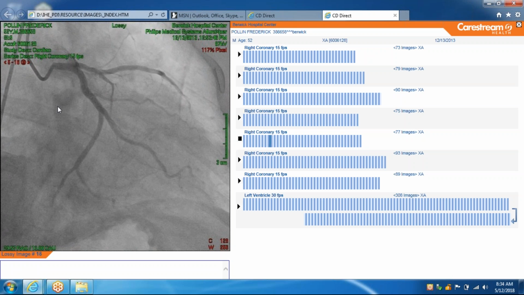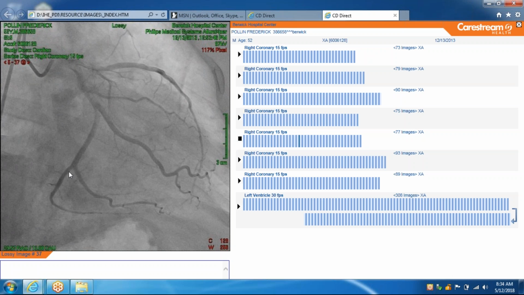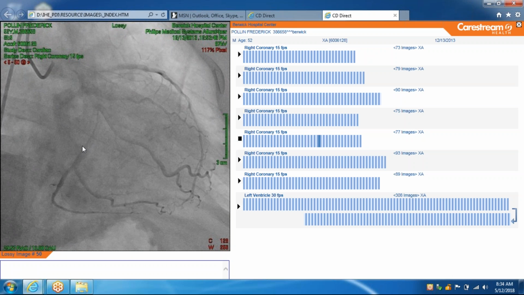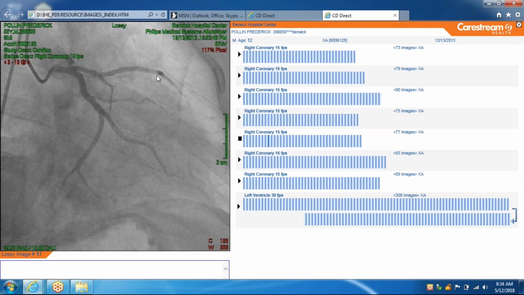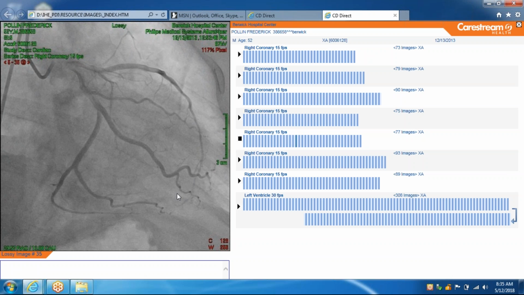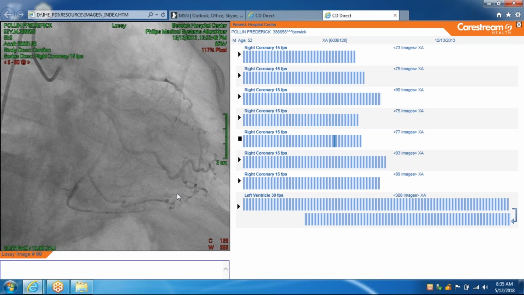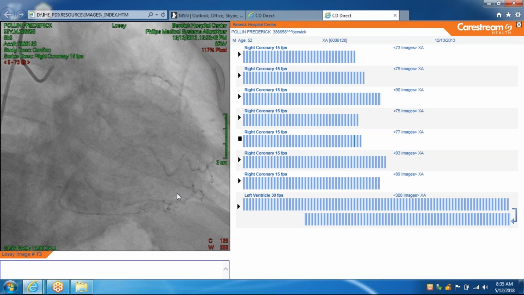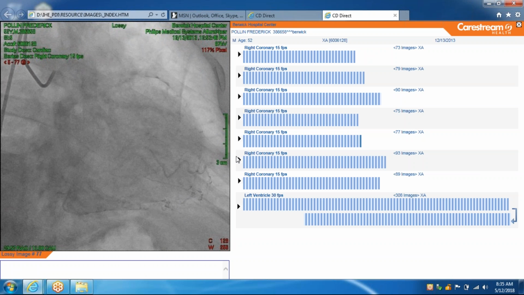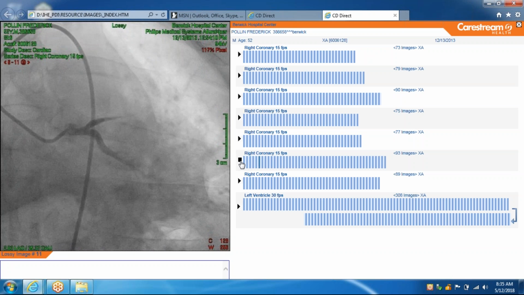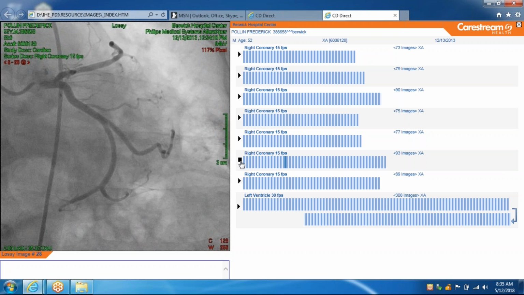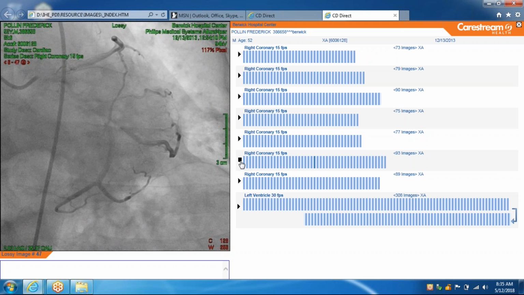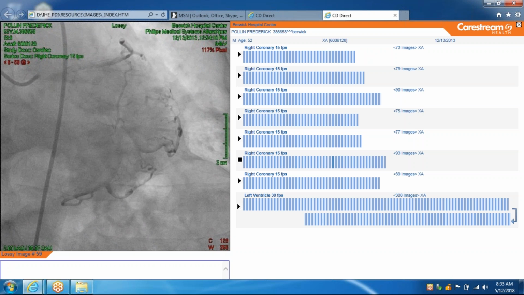Okay, it's another view. So this is the circumflex here, and these are the obtuse marginal branches. The LAD is the one that comes in the front of the heart and loops around the apex. So this is your LAD, because remember, the left anterior descending coronary artery is going to give off septal branches and diagonal branches. Okay, so you're going to take multiple views because, so this is our spider view, and these are the coordinates that we use.